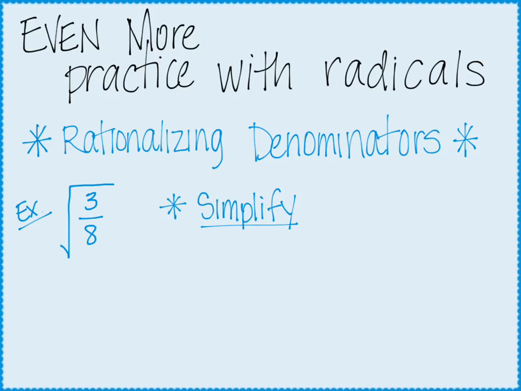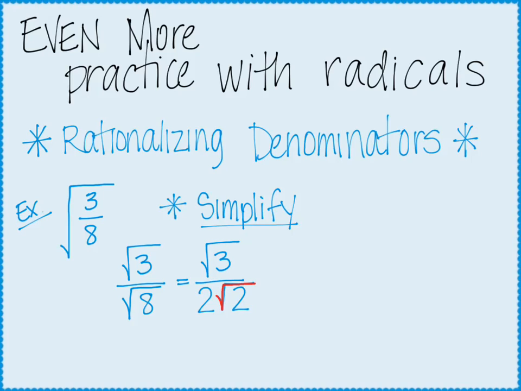So after you've done that, the next step, typically, is to split it apart. And so we know that the square root of 3 over 8 is the same as the square root of 3 over the square root of 8. And then we will simplify each of those radicals. Well, the square root of 3 does not simplify, but the square root of 8 is 2 square root of 2. And this square root of 2 in the denominator is what we want to eliminate.